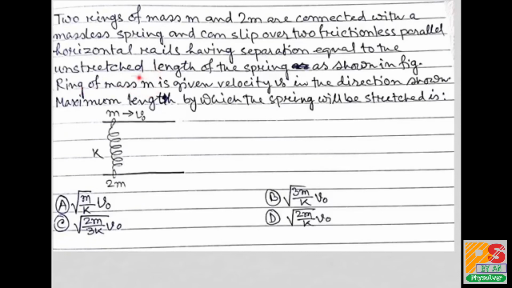Ring of mass m, that is this one, is given a velocity v0 towards right as shown in the figure. You are asked to find the maximum length by which the spring will be stretched. Correct? Okay.